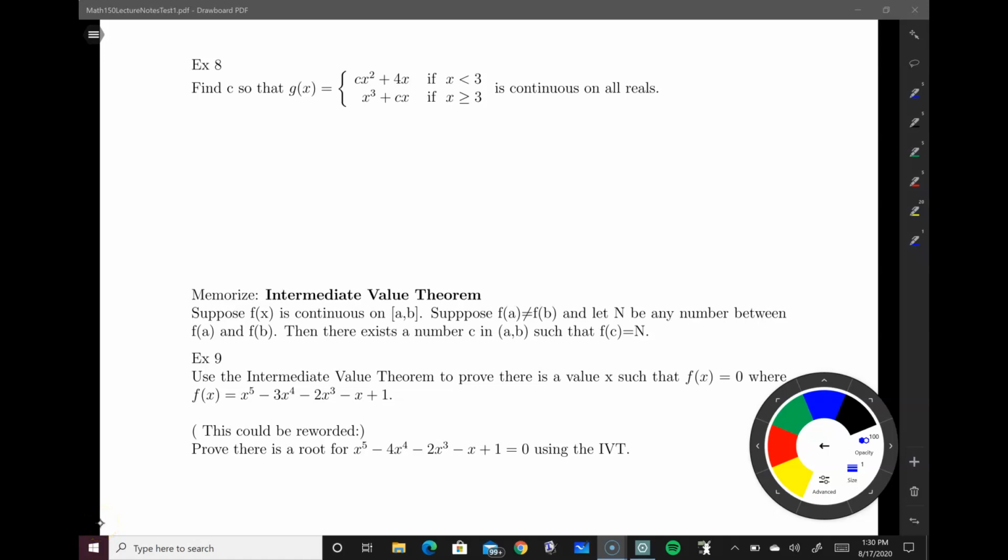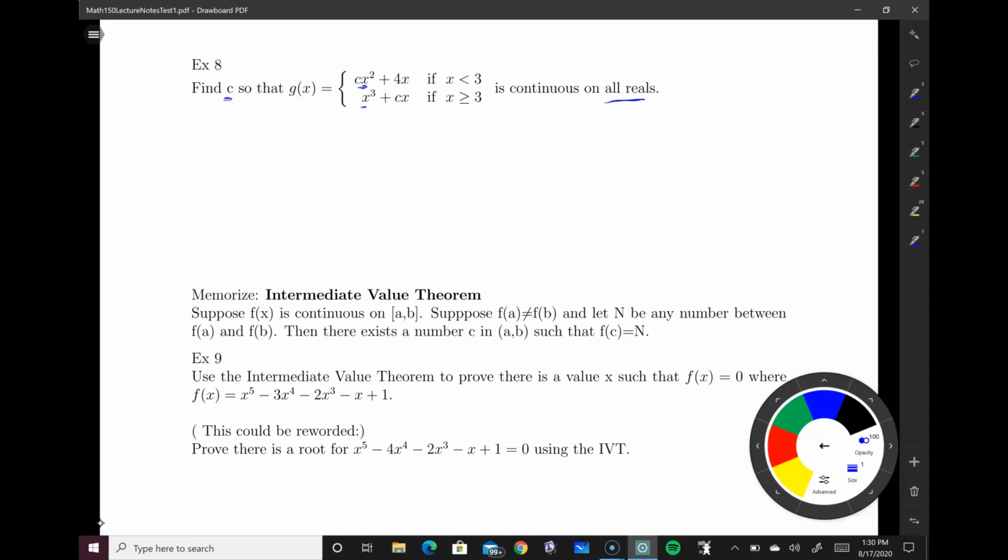All right, some more applications of being continuous. So if I've got these two graphs, where c is a constant, here I've got a parabola, and here I've got a cubic graph. In and of themselves, those two are continuous. But I'm going to want them to join together at 3 so that it is continuous on all reals.